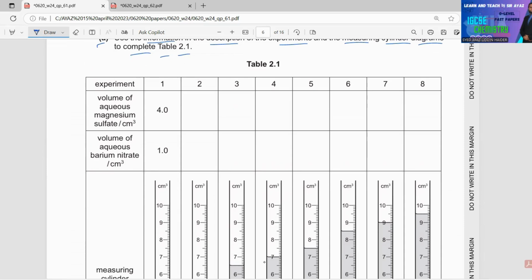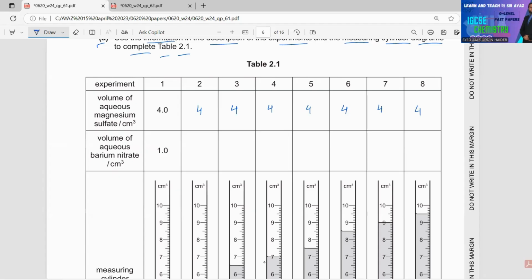So the volume of aqueous magnesium sulfate in centimeter cube is the same in all the experiments. So you will write 4. What about the volume of aqueous barium nitrate?